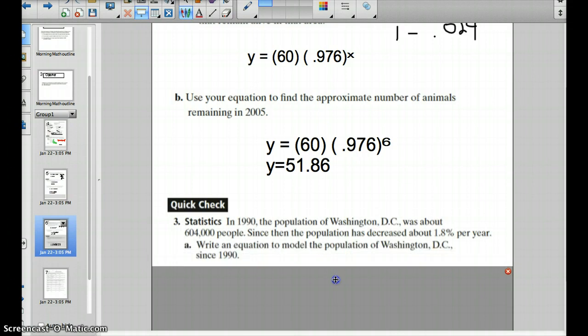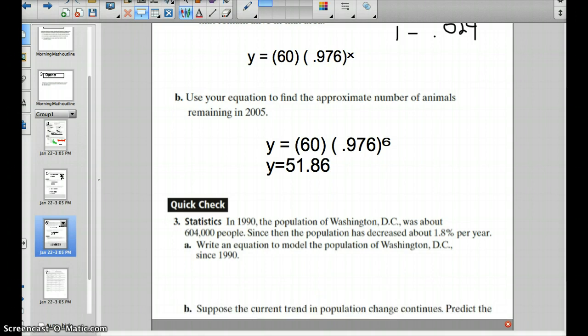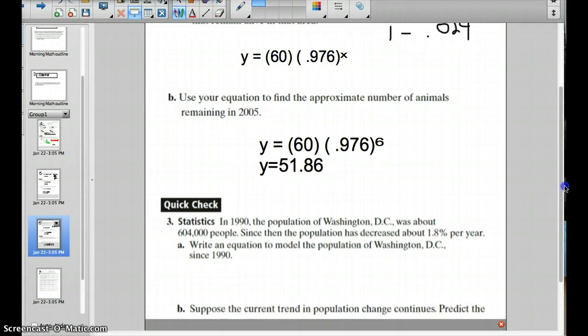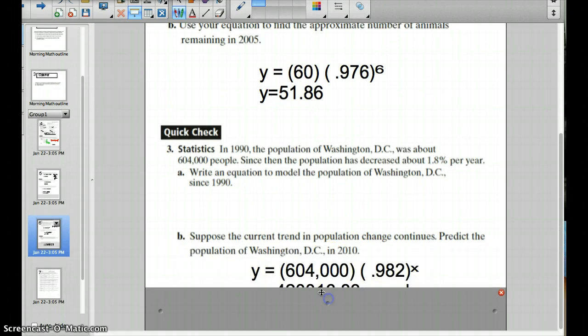Restart when you're ready. So we have the population in 1990 of Washington, D.C. is 604,000 people. The population has been decreasing at the rate of 1.8% each year. So here's my model.